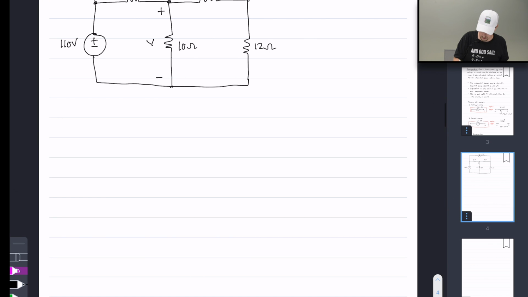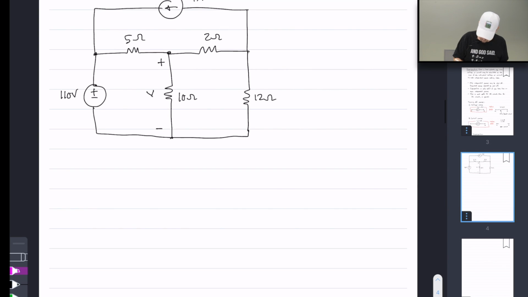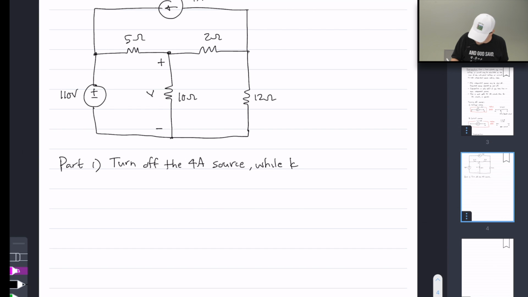So let's begin with the first portion of the problem. I'll just say that this is part 1. And in this part, I'm going to turn off the 4 amp source while keeping the 110 volt source active.